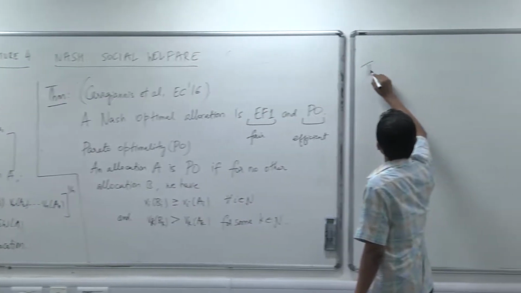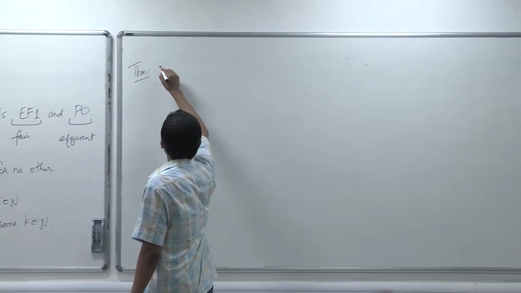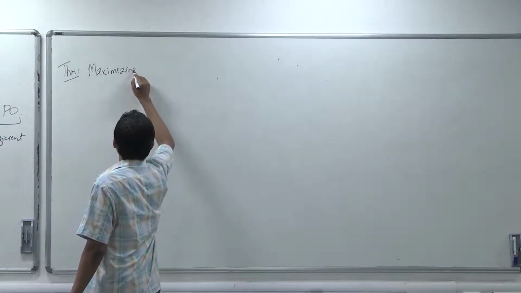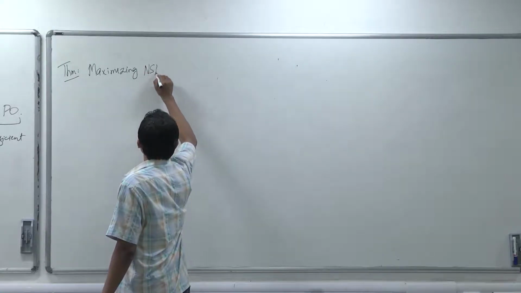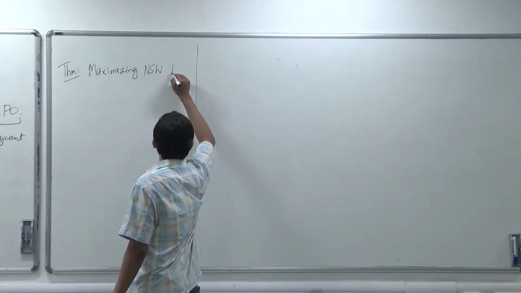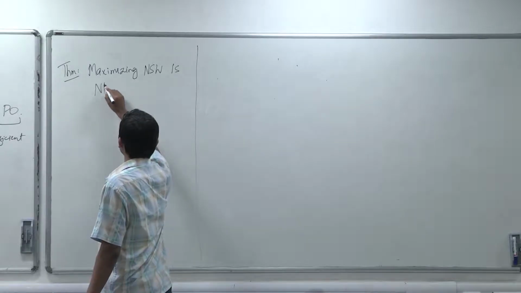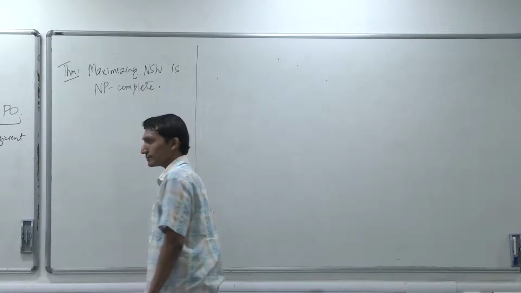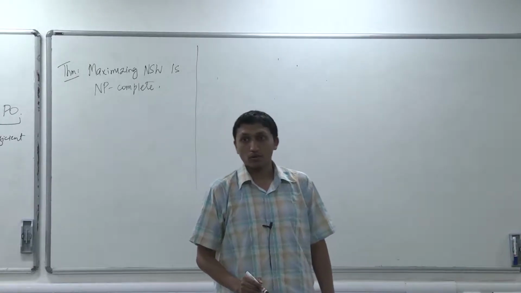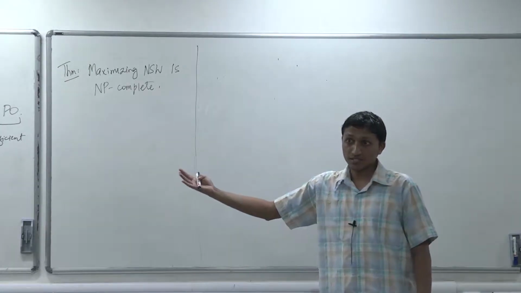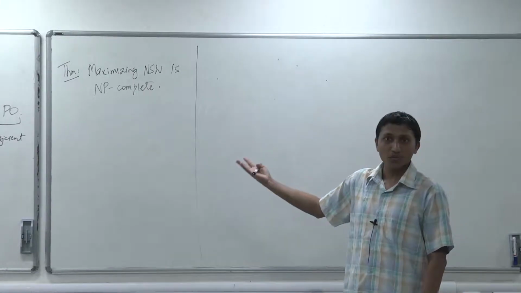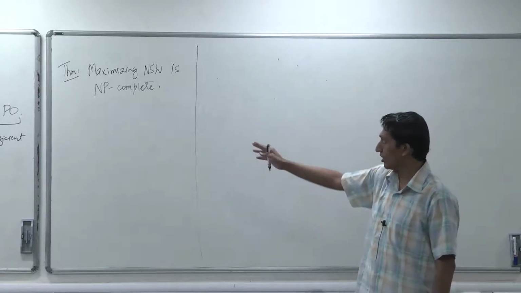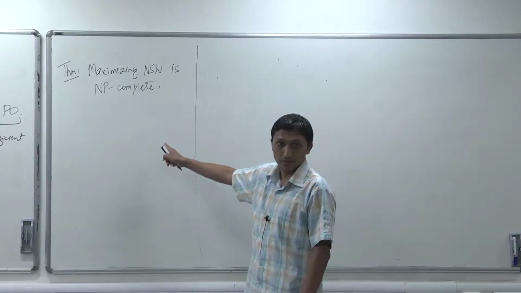Here's the not so cool part. Although a Nash optimal allocation always exists, finding one might be troublesome. Optimizing for this objective is an NP-complete problem.